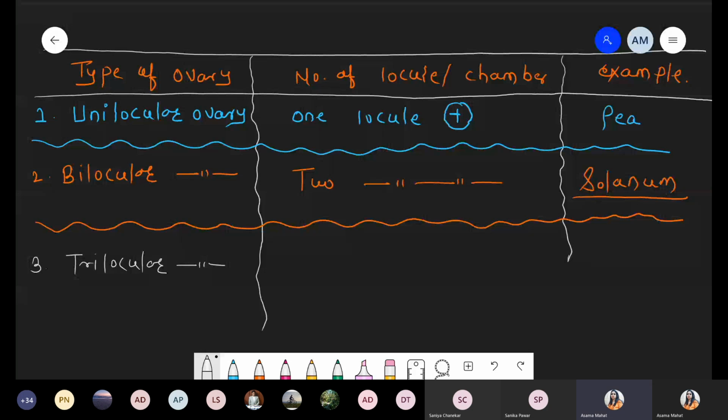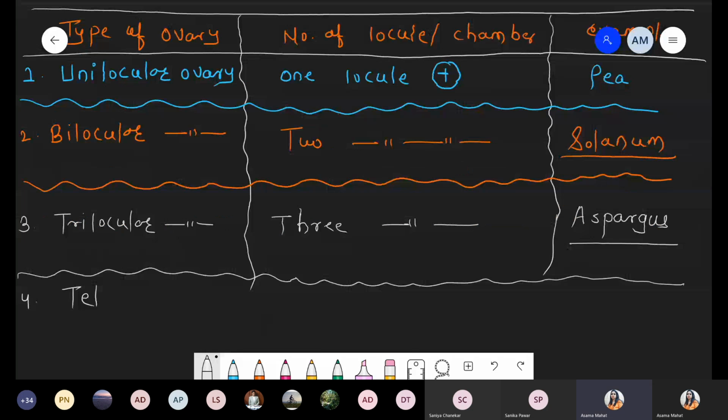Write the biological name and underline it. Now the fourth one, tetralocular ovary. It means that a total of 4 locules are present, and such a condition is very common in tulsi, and the scientific name for tulsi is Ocimum.